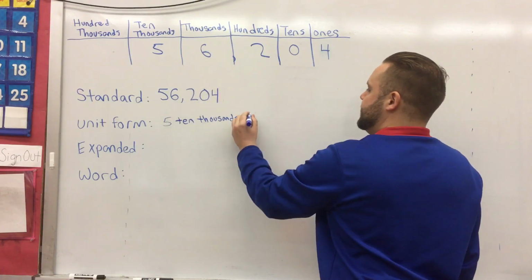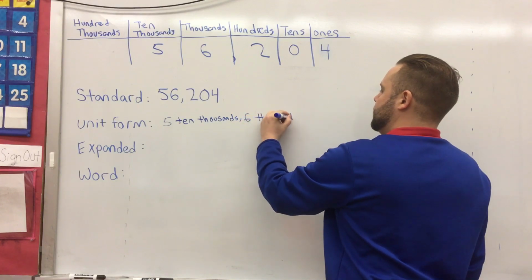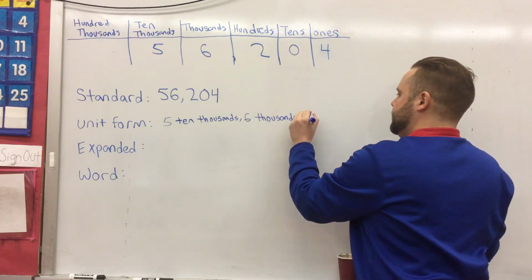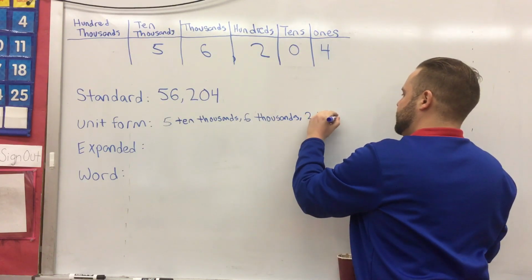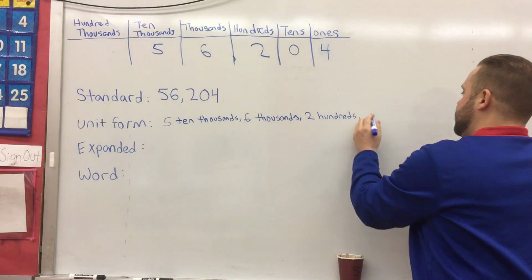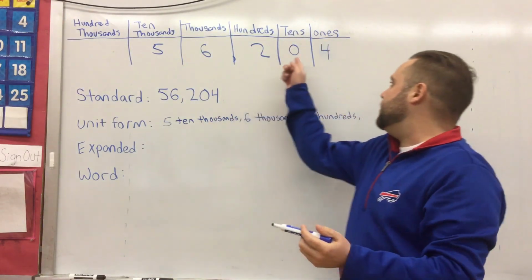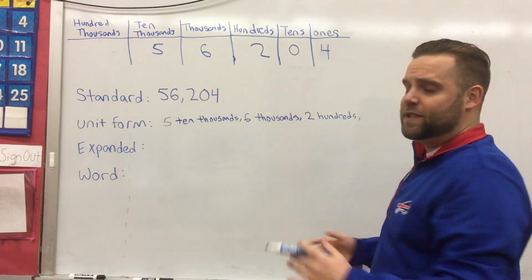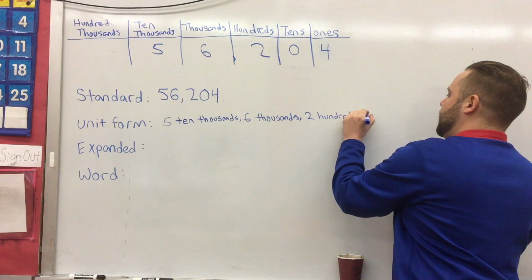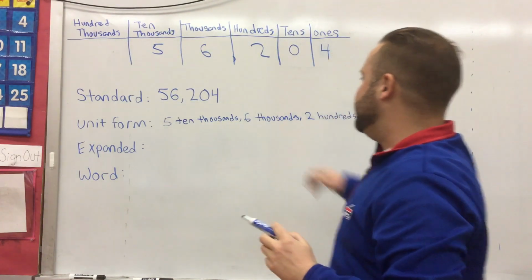Next we have 6,000s. Then we have 200s. Then we have, do I have to write 0 tens? No, you don't. If there's a 0, you don't have to write anything there because we don't have anything. 0 is nothing. So we're skipping that, and then we go right to 4 ones. So that is how we would write it in unit form.